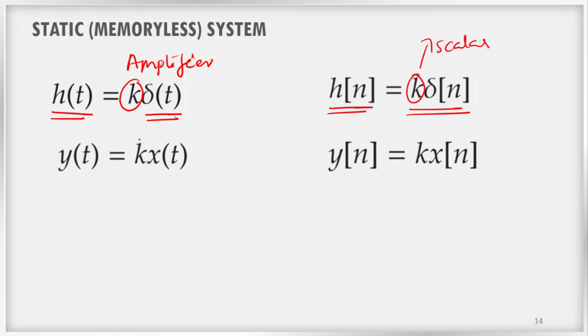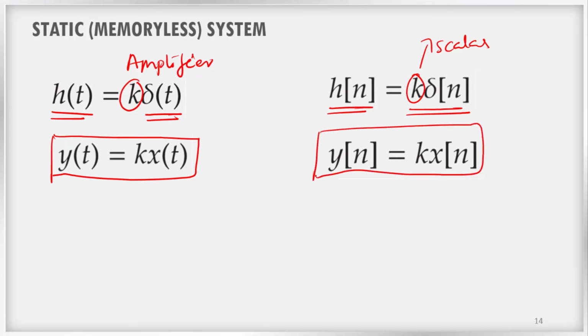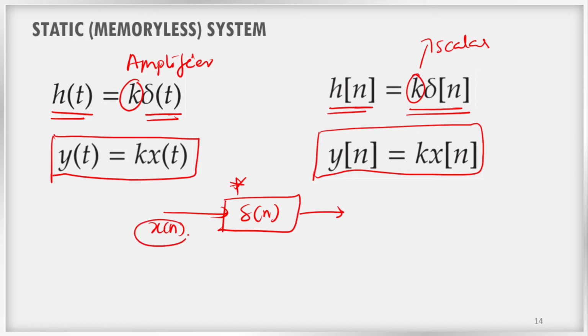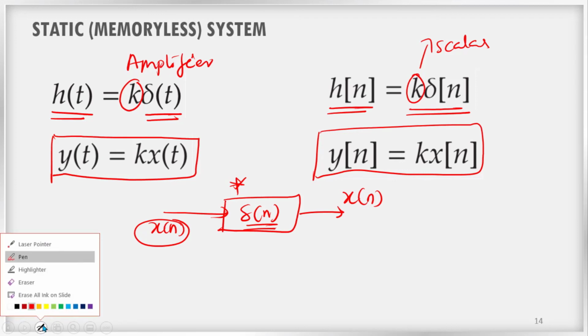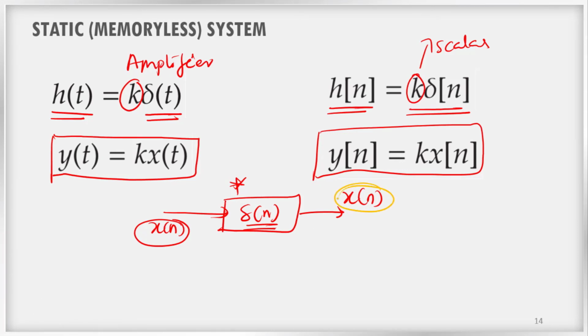In that case, what happens? The output will be equal to k into x of t, and here y of n is equal to k into x of n. Why is it so? Because we have a system with del of n as the impulse response, and we are giving x of n as the input and taking the output, right? If we perform the convolution operation, from the property of convolving with an impulse signal, we have seen that if we convolve any signal with an impulse signal, it will produce the same signal in the output, right?